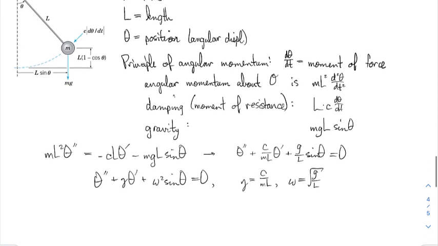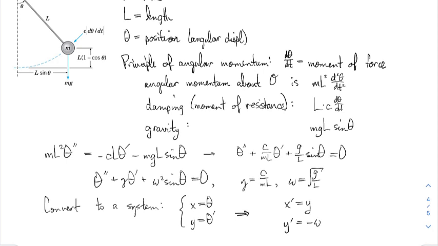And now we can convert this to a system. So by taking x to be theta and y to be theta prime in the usual way, this leads us to x prime is going to be equal to y, and y prime is going to be equal to minus omega squared sine x, minus gamma y. So there we have it as a system.